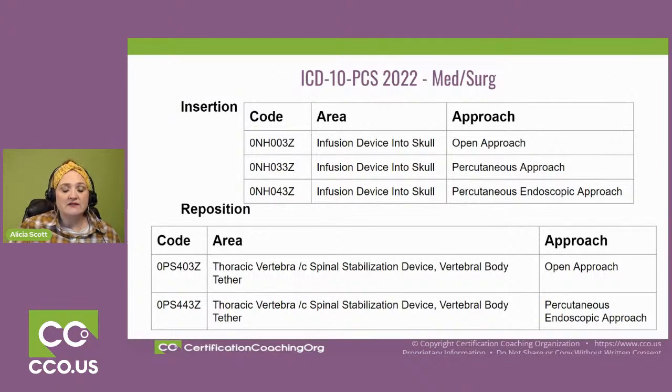They added a lot of insertion codes for the body area of the skull. So if we need to insert something and we're going to infuse, we're going to use an infusion device into the skull, and then it gives us the different approaches. That's how you know which code to use, via the approach. And again, it's open, percutaneous, and percutaneous endoscopic. It's just so repetitious through all of those.